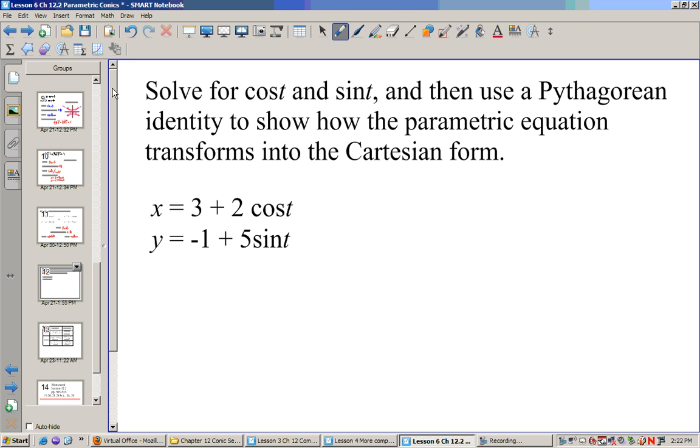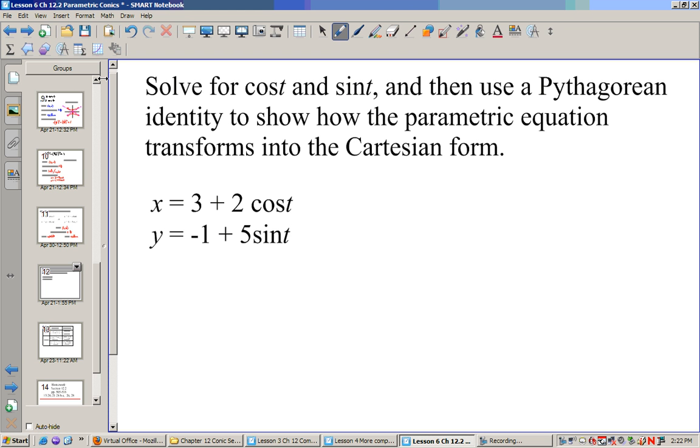Now we want to solve for cosine t and sine t, and then use the Pythagorean theorem identity to show how the parametric equation transforms into the Cartesian form. Alright, so let's solve for x and y. So over here, if I solve for cosine t, it would be (x minus 3) over 2 is equal to cosine t. Over here, I'd have to add 1 and divide by 5, so it would be (y plus 1) over 5 is equal to sine t.